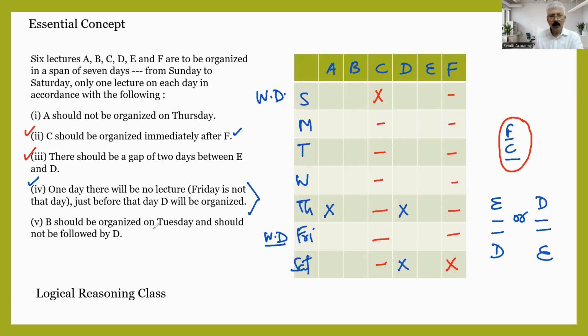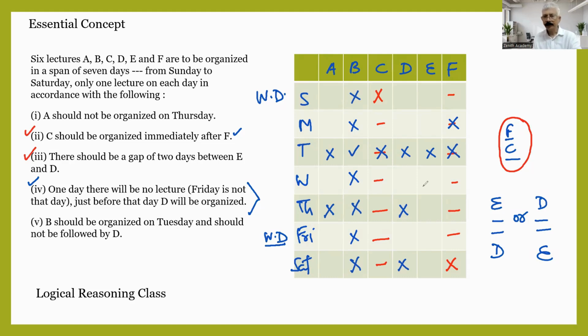Now B should be organized on Tuesday. Lecture B is on Tuesday, so cancel out these cells. This is cancelled, so this will also be cancelled because FC is not possible on a Tuesday, so F will not be possible on Monday. Lecture B is on Tuesday, so cancel out these cells in column also.